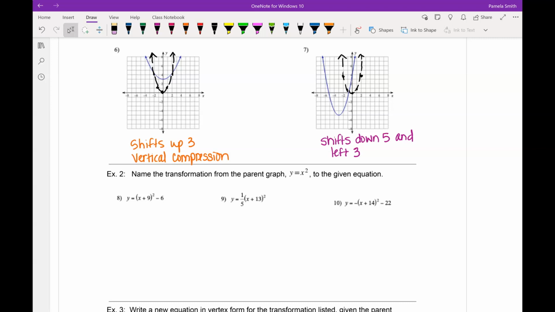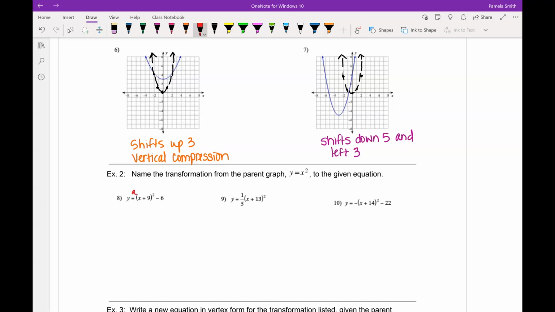Now we're doing the same thing, but we're doing it from an equation versus doing it from the graph. The graph is a little easier because you have a visual picture. But now we're going to look at an equation and be able to talk about those same terms we just had.